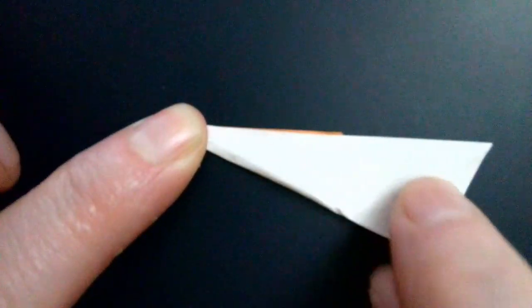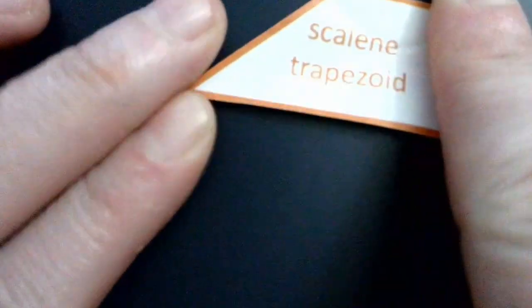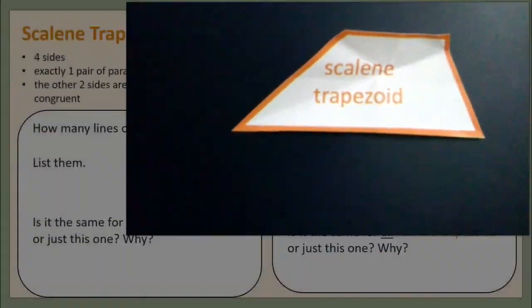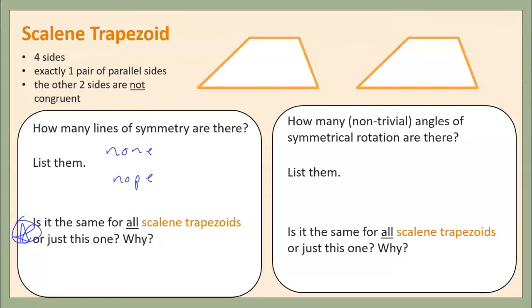That one looked like it came close, but if I flip it over, you can see there's actually a lot of hanging over on that side. So, scalene trapezoids seem to not have much going for them in terms of reflectional symmetry. I'm going to say that looks like it had none. I couldn't find any. This is a nope. We'll come back to this question.